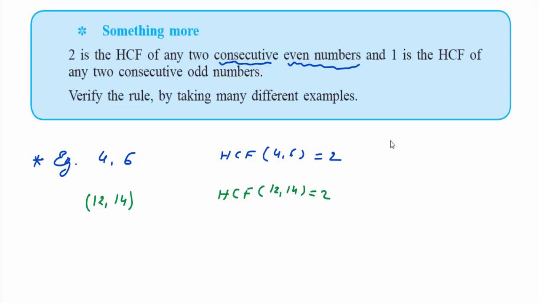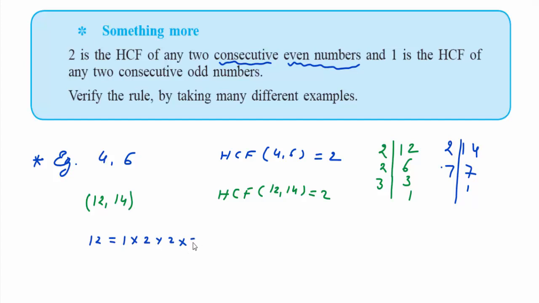For example, what is the factor of 12? 12 का factor हम लोग निकाल लेते हैं. 2 6s are 12, then 2 3s are 6, then 3 1s are 3. These are the prime factors of 12. Now let us find out the prime factors of 14. 2 7s are 14 and 7 1s are 7. So let us find out their HCF. हम लोग इसको prime method से कर रहे हैं. So 12 we can write as 1 multiply by 2 multiply by 2 multiply by 3, and 14 we can write as 1 multiply by 2 multiply by 7.